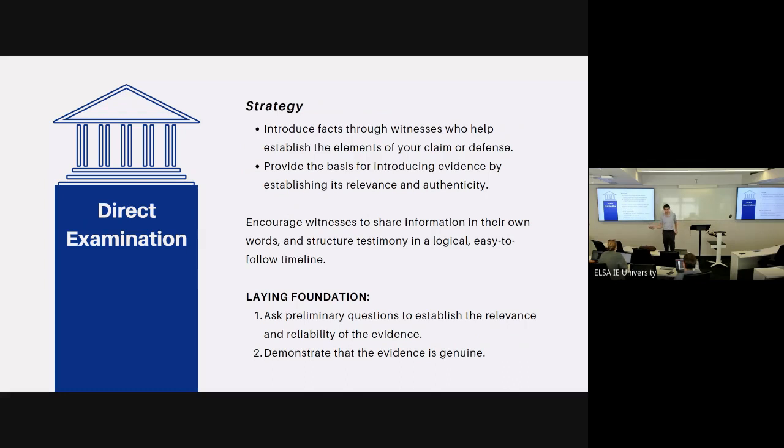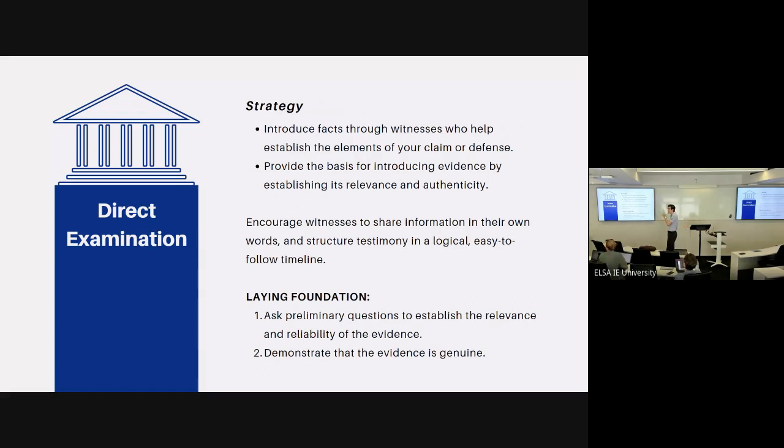Direct examination. You have two parties in the trial. You have the plaintiff and the defendant. The plaintiff calls witnesses and the defendant calls witnesses. If you are the plaintiff and you call witnesses and you're interviewing your own witnesses on the stand, you are doing a direct examination. If you're examining or questioning the other witnesses, you're doing a cross-examination. There are rules for both.